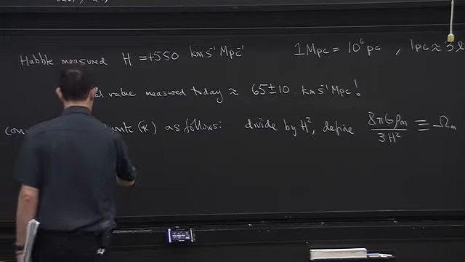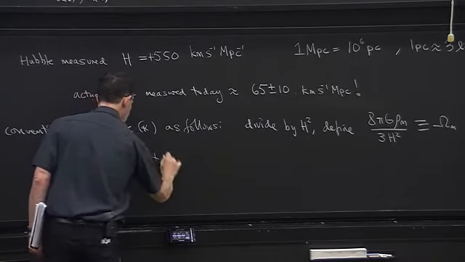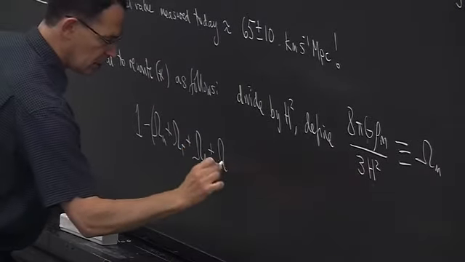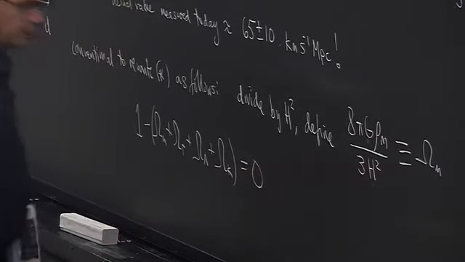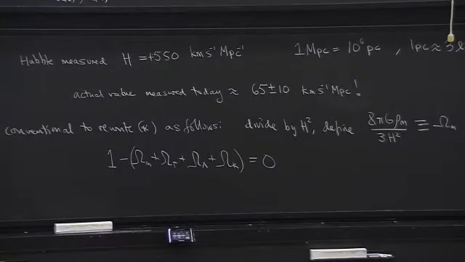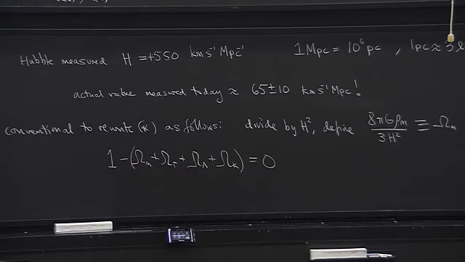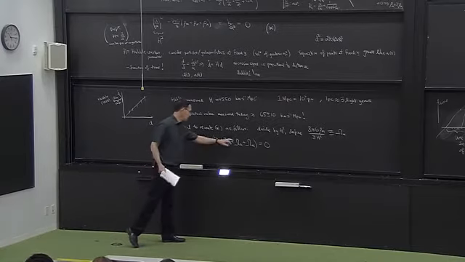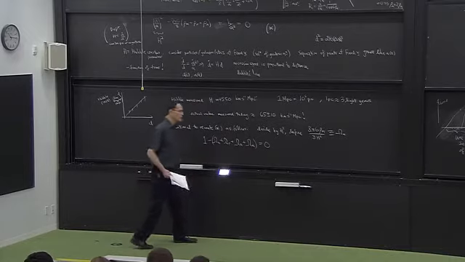So we write this equation as 1 equals omega matter plus omega radiation plus omega lambda. And actually, people write plus omega k equals 0. So by definition, the omegas just measure the proportion of whatever comes into the Friedmann equation contributed by that stuff, whether it's matter, radiation, lambda, or curvature.